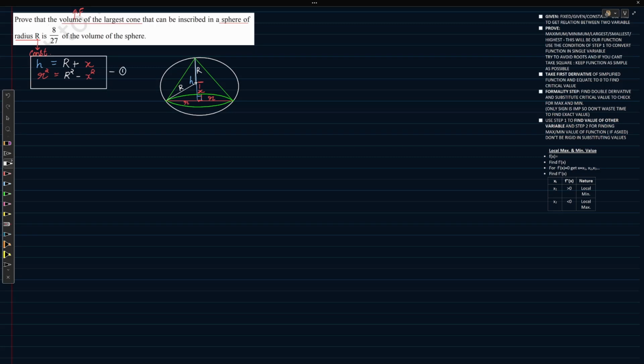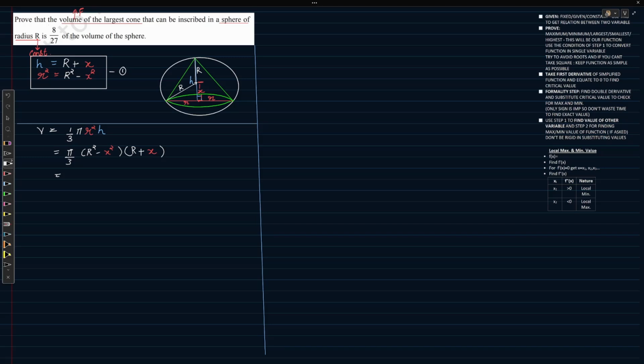Okay, so radius of sphere was constant, identity used थी, and we have converted both height and radius of the cone in terms of x. Next step, किसको function बनाना है? Volume. तो volume of the cone will be 1 by 3 pi r square h. So instead of r and h, now we can substitute. This is equals to pi by 3 constant. Instead of r square, we can write capital R square minus x square. So instead of h, we can write capital R plus x.